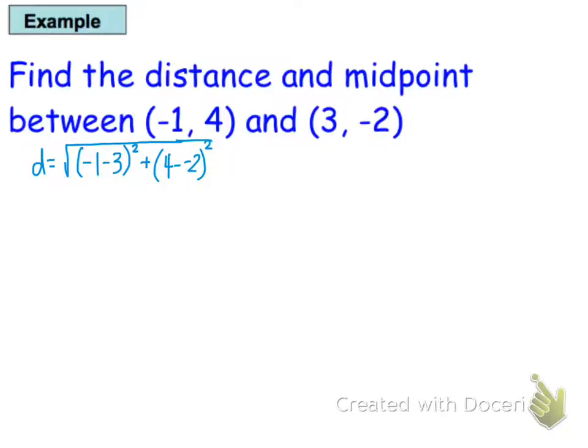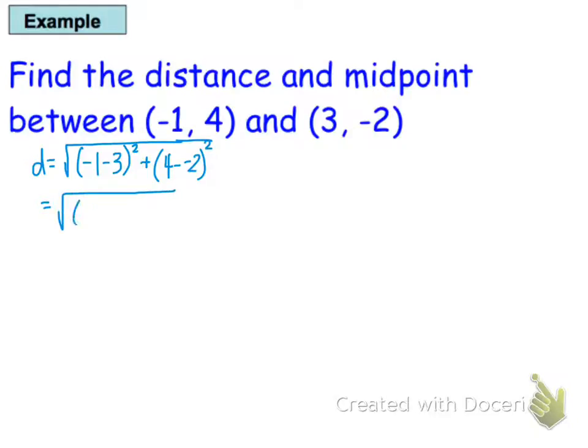Now you could do it the other way around, so you could switch them and have the second point come first, as long as you do it in the same order both times, just like when you're finding slope. So you could have done 3 minus -1 and -2 minus 4. You'll get the same answer in the end.